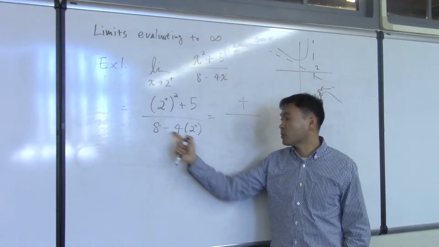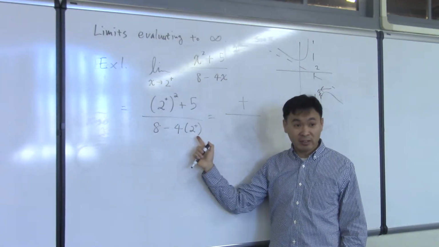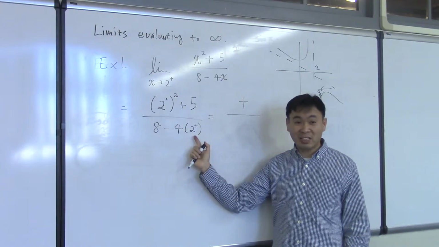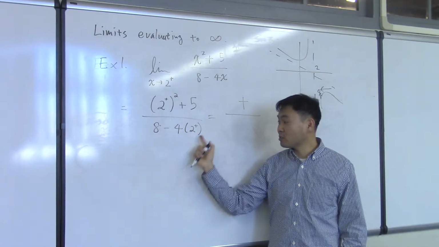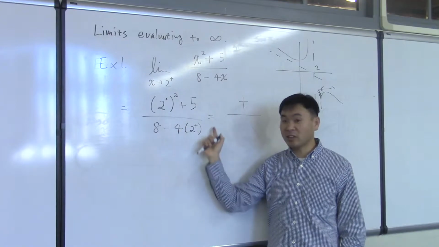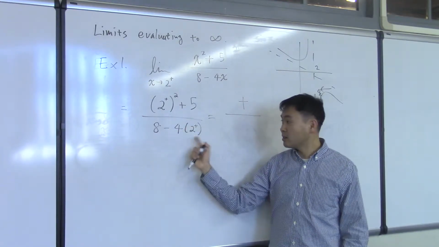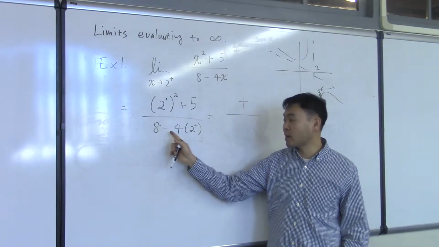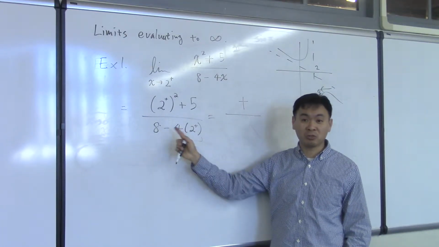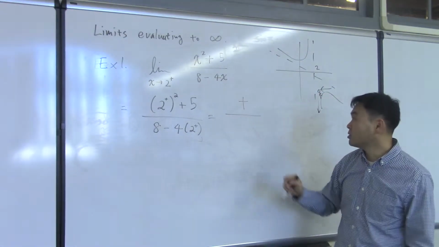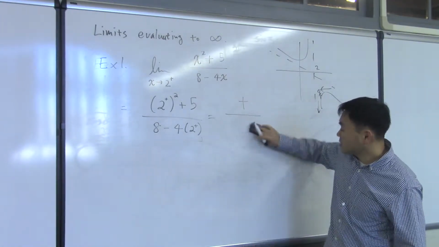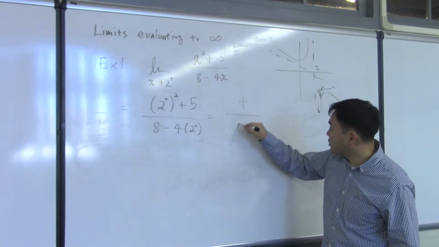Now what about the bottom? 4 times 2 is 8, but 4 times 2 plus, which is slightly bigger than 2, would give you something slightly bigger than 8. So if you do 8 minus something slightly bigger than 8, would you get a positive or negative? You're going to get negative. So it will be a negative value that's very close to 0.